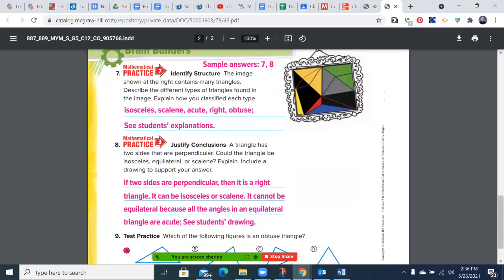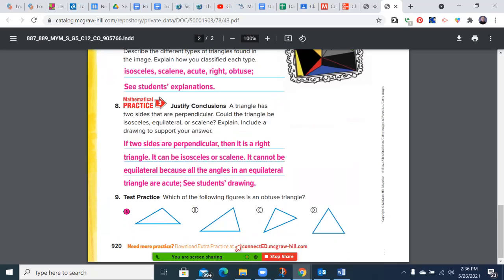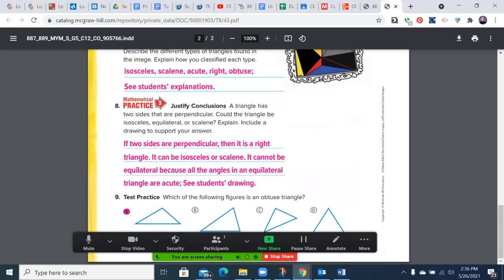And you could talk about this. And which one was obtuse? The one with greater than 90.